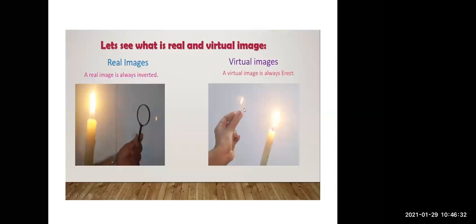Now in this picture you can see what a real and a virtual image is. Here you can see the example, that a real image is always inverted. You can see the flame of a candle is inverted in the image. Whereas in the virtual image it is straight as it is, and you can see the image is formed on the lens.